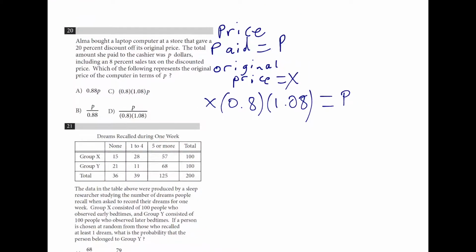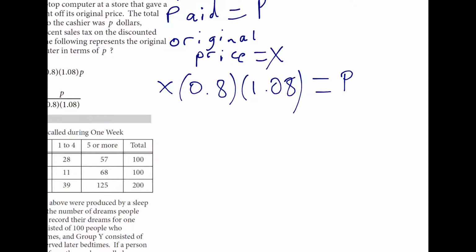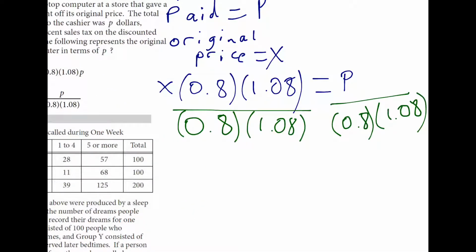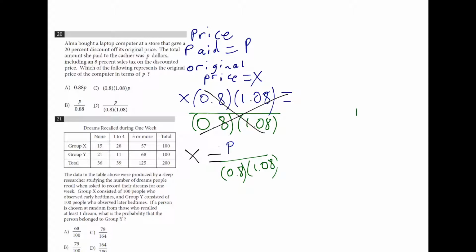The question asked me to represent the original price in terms of P. So in other words, they want me to solve for X. So what I can do, I can divide both sides by 0.8 times 1.08. And here on the left, this is all canceled out. I'm left with just X, the original price. And on the right, P is equal to, with 0.8 times 1.08 on the bottom of the fraction. So the answer is D.